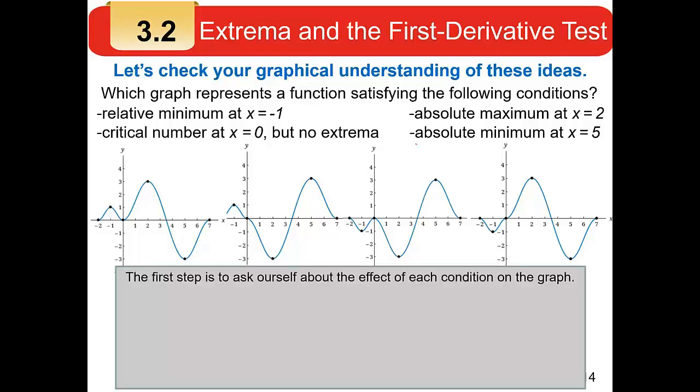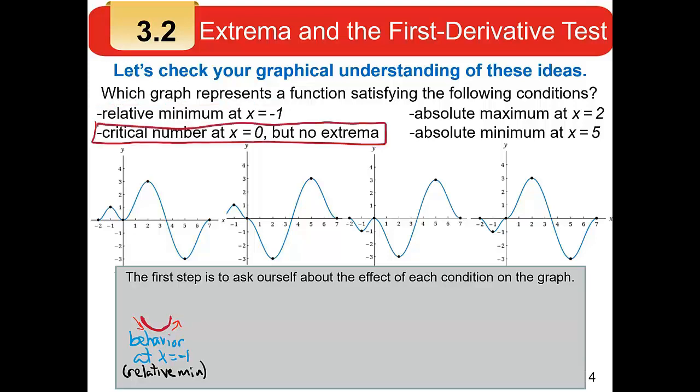I would just take those conditions one at a time and go through them. That first condition says the relative minimum is at x equal -1. Well, you know what a relative minimum looks like. It's going to have that behavior of decreasing and then increasing. So you're looking for something that looks like that.